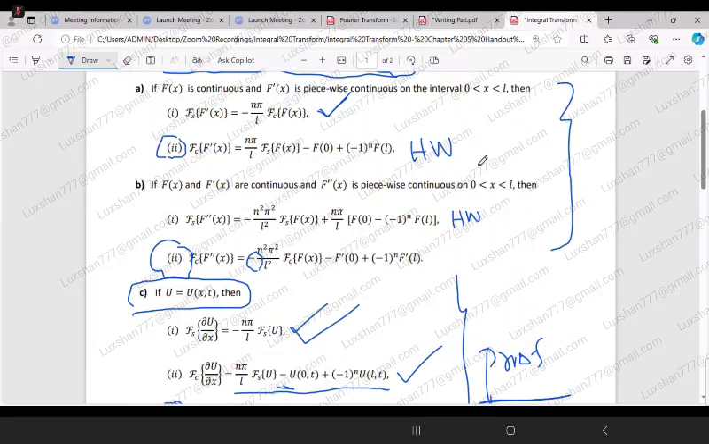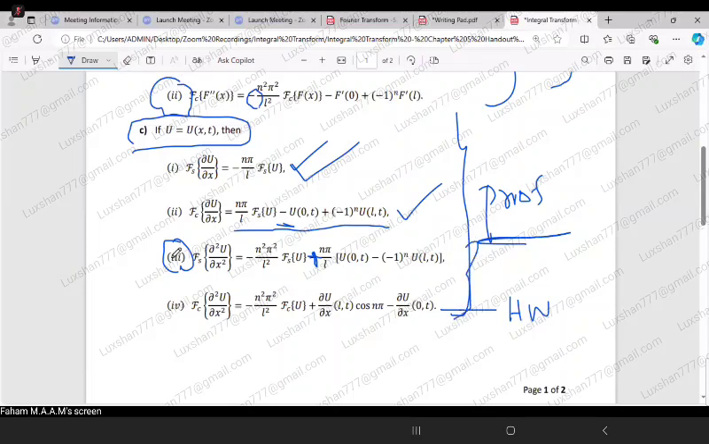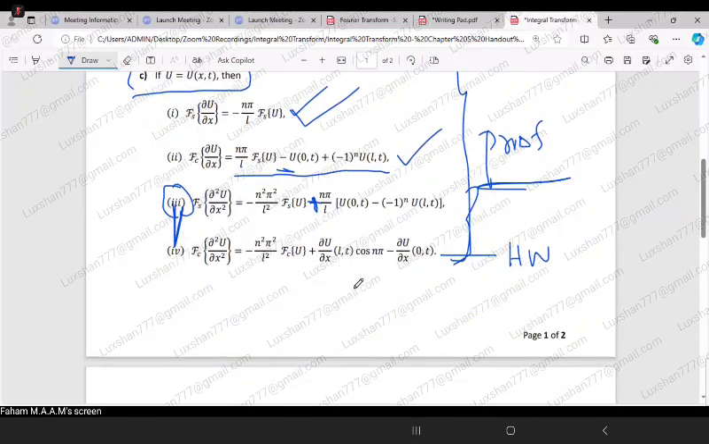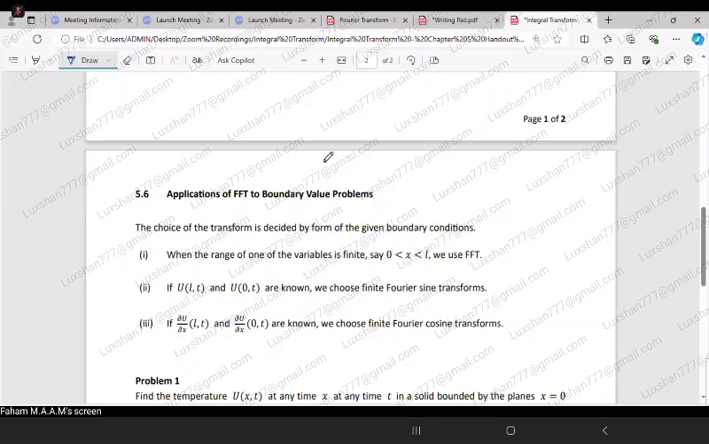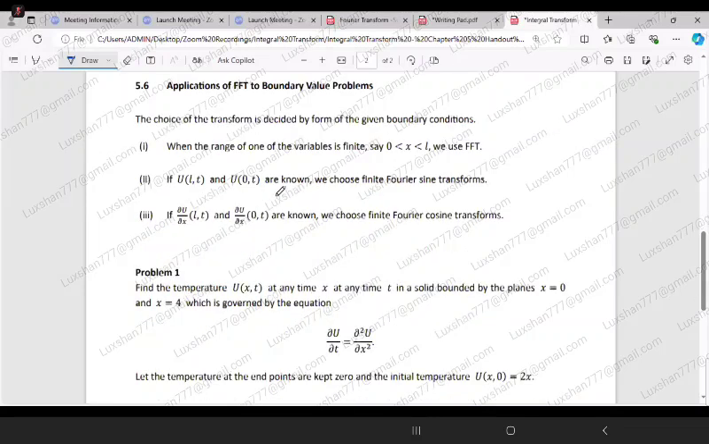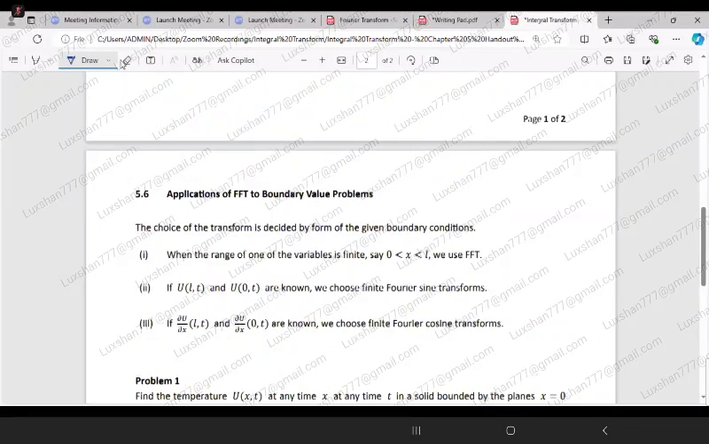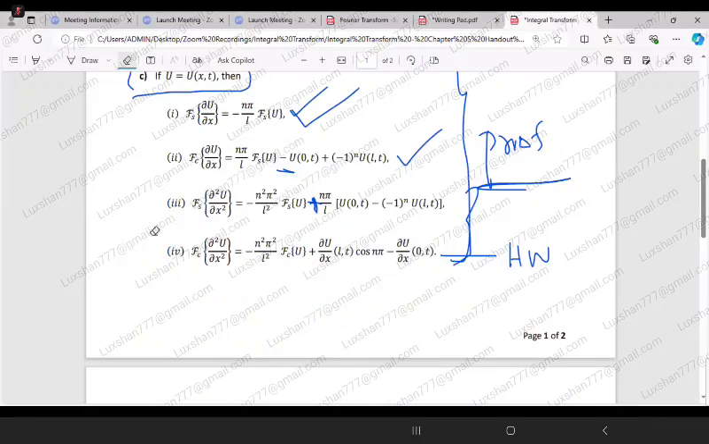I want you to check these three things and these two things. Please check this one. Now we'll come to the last part, that is solving partial differential equation. Now, if you look at this formula, now we look at here. This is a very important thing.